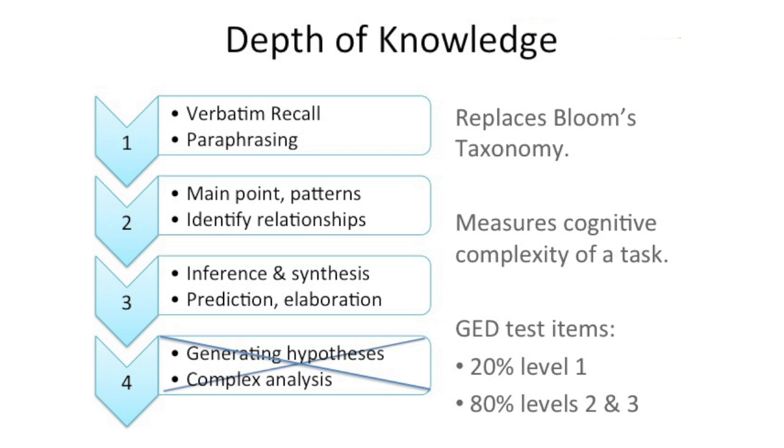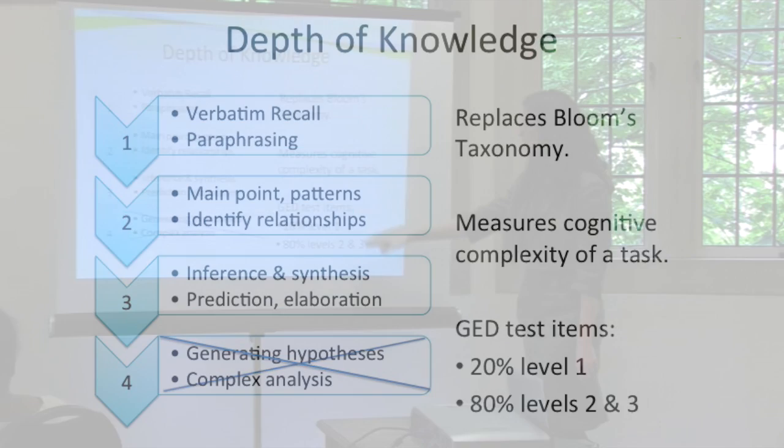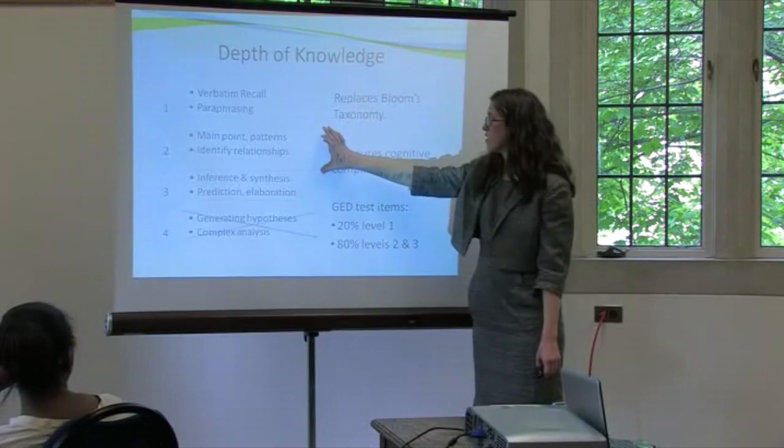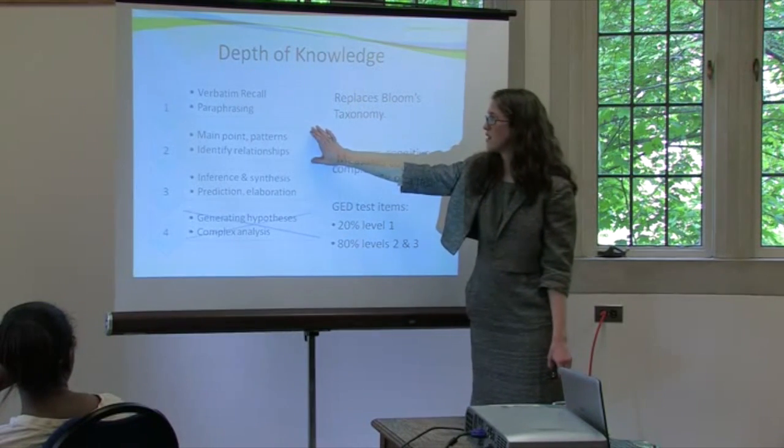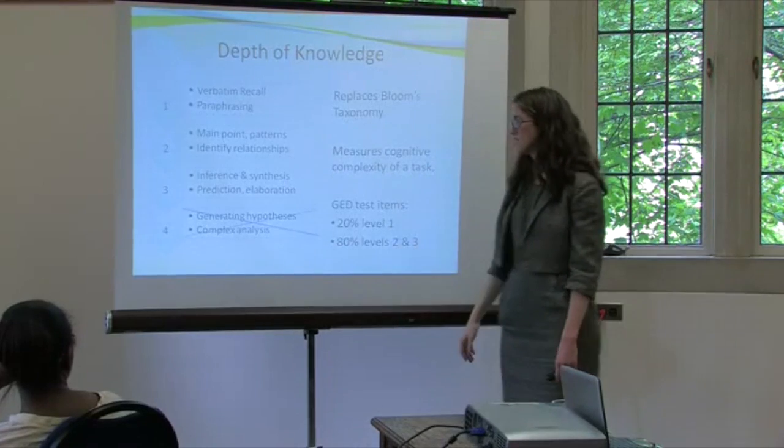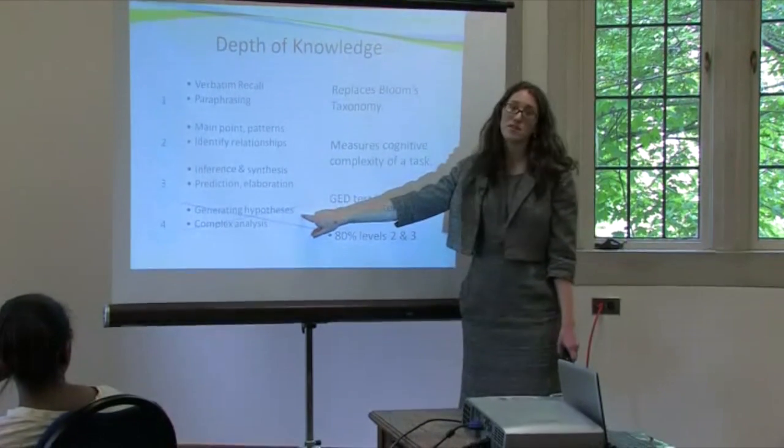It is different than Bloom's taxonomy that we're comfortable with, but it's not that different. You know, we've got synthesis, we've got inference, we've got main points and identifying relationships. It's just how do we talk about those things that we actually do. So only a little bit is going to be at recall. Most of it is going to be at this identifying and then synthesis. But we don't have to worry about this, okay?